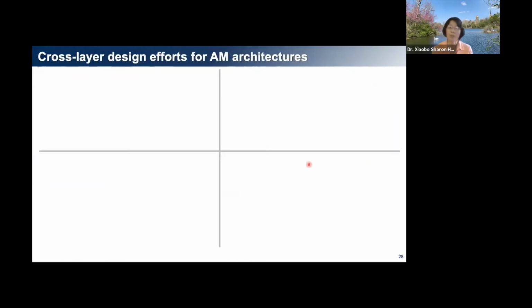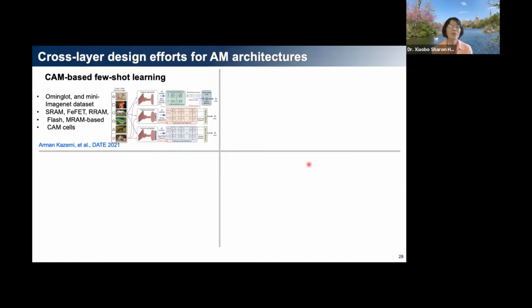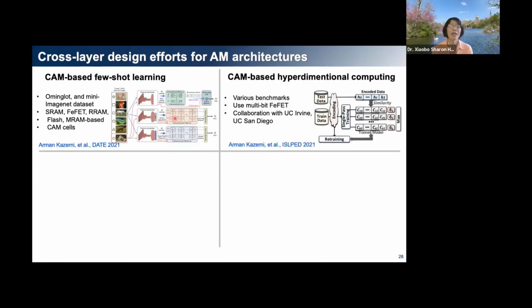CAMs are very useful for many applications. Here, I just highlight a few. For example, we can use it to implement what we call the attention memory in many neural network structures, and in particular, in few-shot learning using memory augmented neural networks. And it can also be used to accelerate hyperdimensional computing. This is another quite powerful neuromorphic model that helps to do classification and so forth.